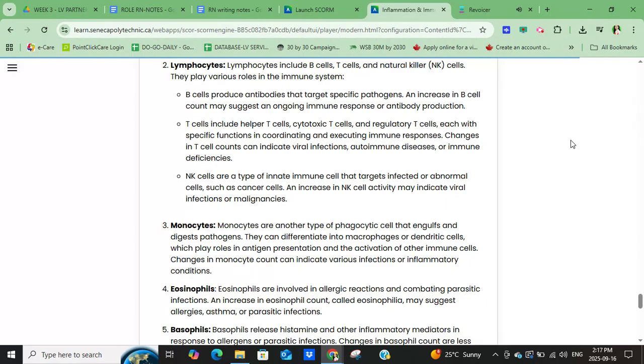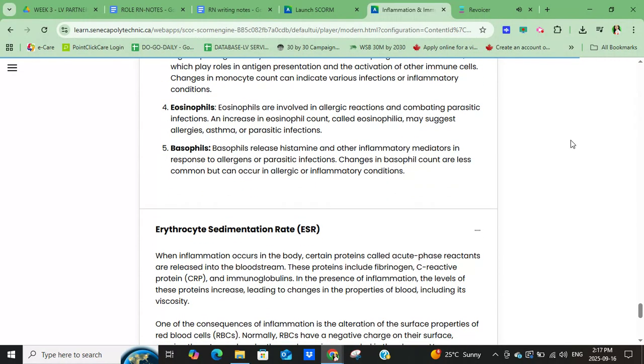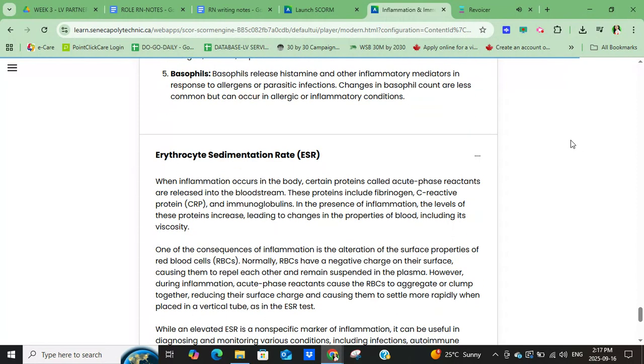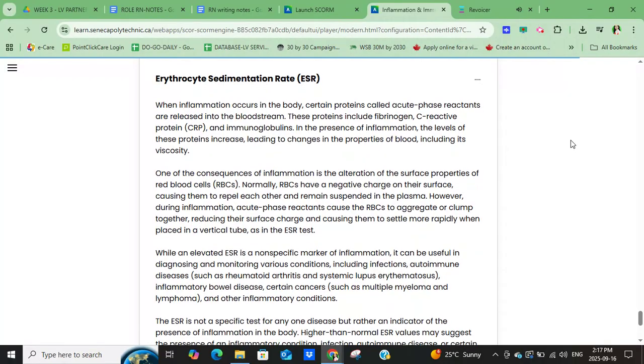Eosinophils. Eosinophils are involved in allergic reactions and combating parasitic infections. An increase in eosinophil count, called eosinophilia, may suggest allergies, asthma, or parasitic infections. Basophils. Basophils release histamine and other inflammatory mediators in response to allergens or parasitic infections. Changes in basophil count are less common but can occur in allergic or inflammatory conditions.